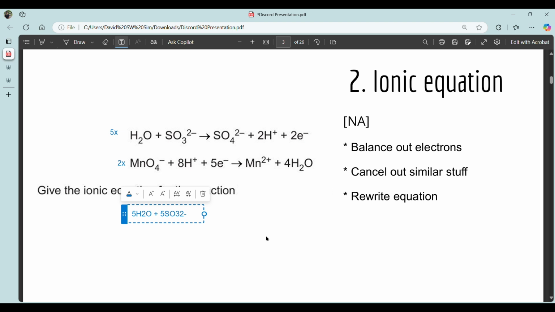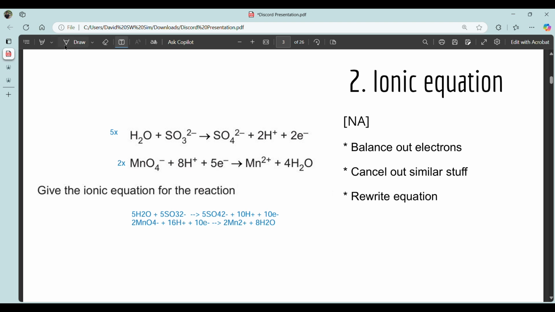5SO3 equals 5SO4 plus 10H+ plus 10 electrons. The other side, sorry, the lower equation, we're going to multiply by 2: 16H+ plus 10 electrons equals 2Mn2+ plus 8H2O.